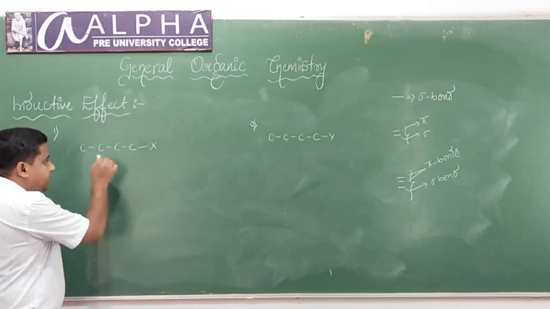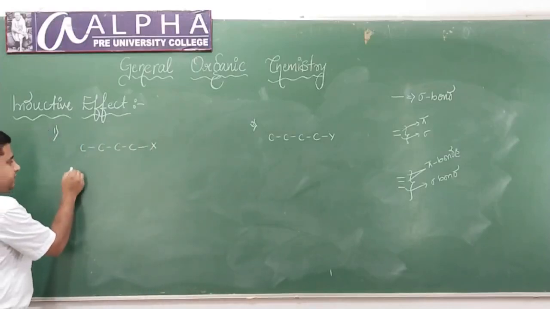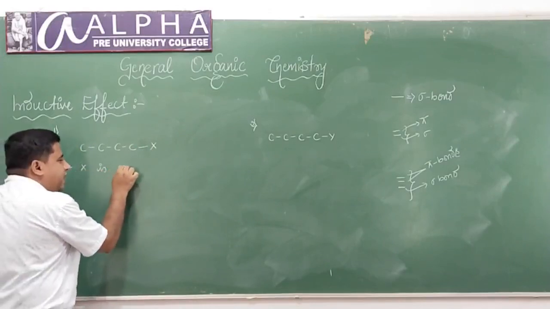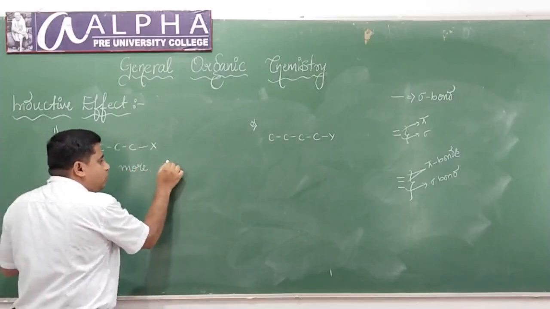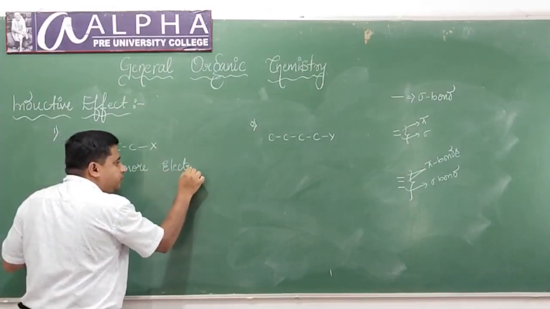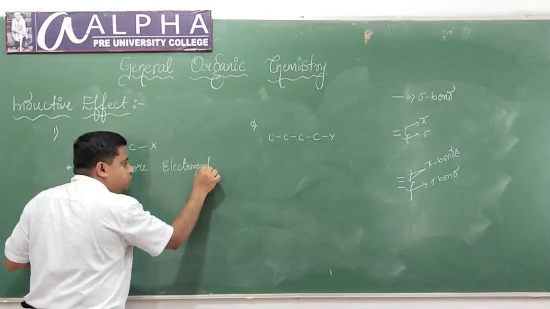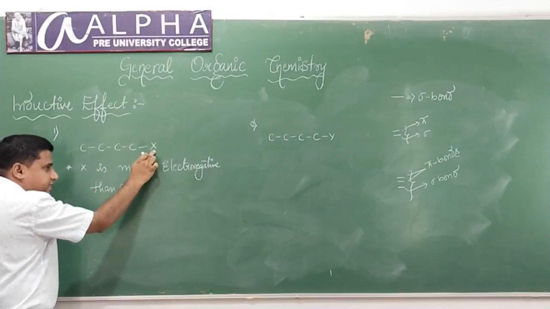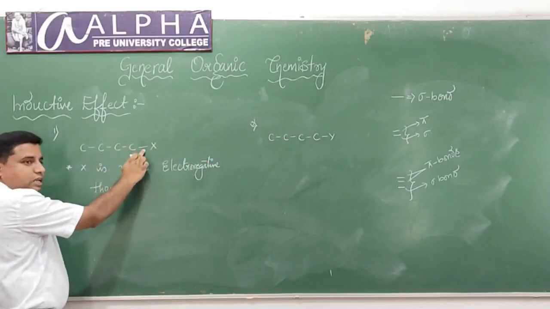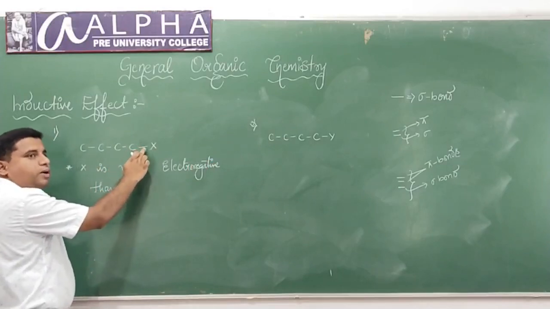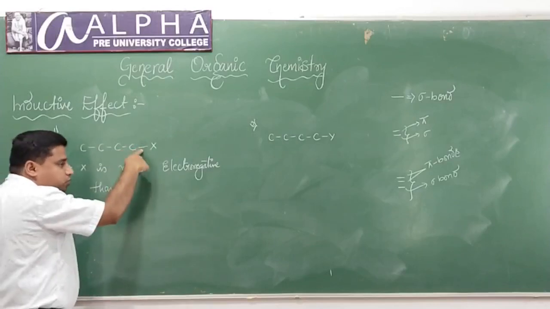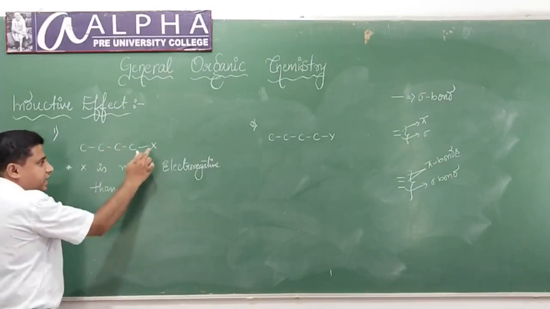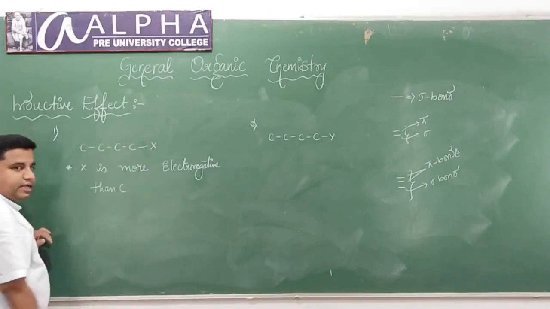What is that condition? In this case, I will say that X is more electronegative than carbon. X is attached to carbon through single bond. This bond is formed by mutual sharing of electrons. Therefore, this bond is nothing but a covalent bond. So I am here putting a condition. What is that condition? X is more electronegative than carbon.